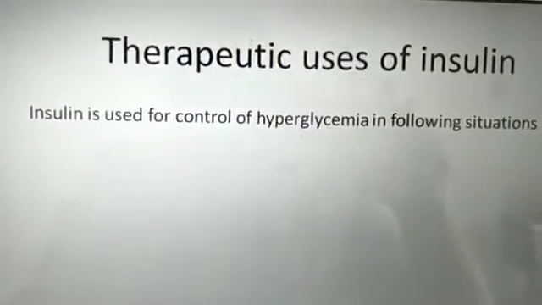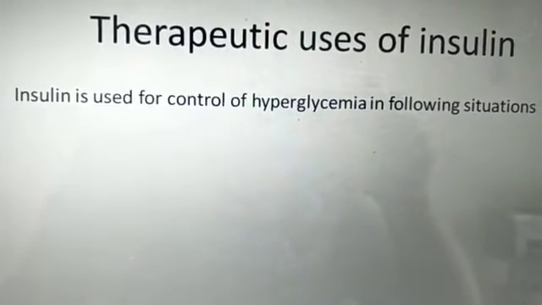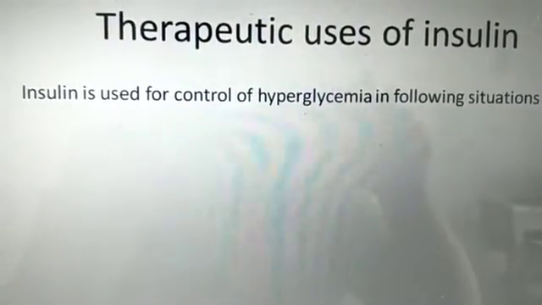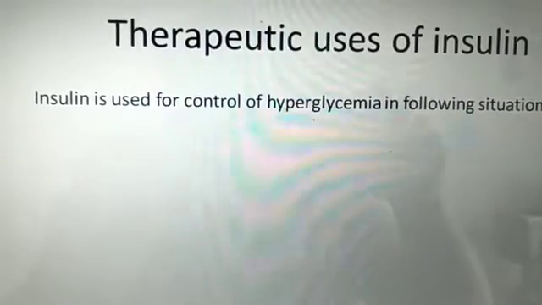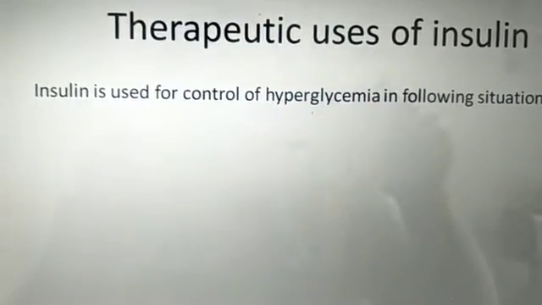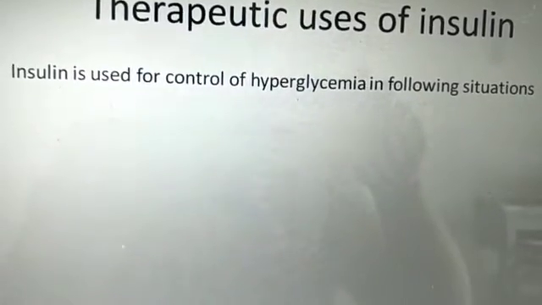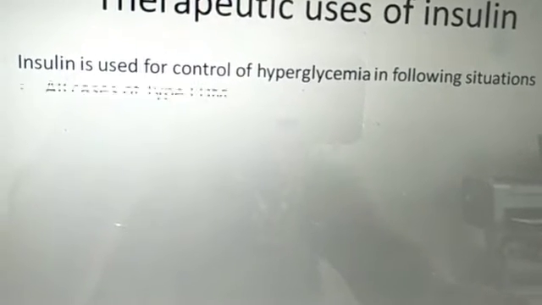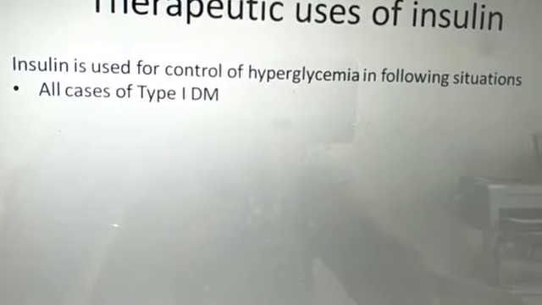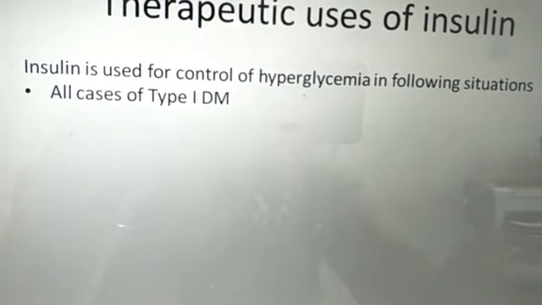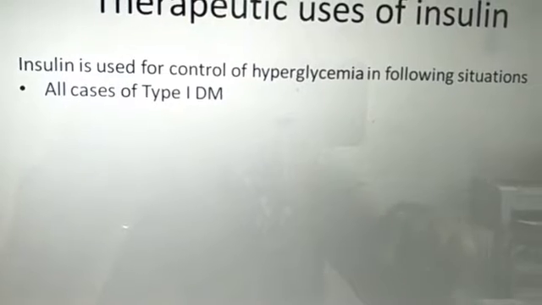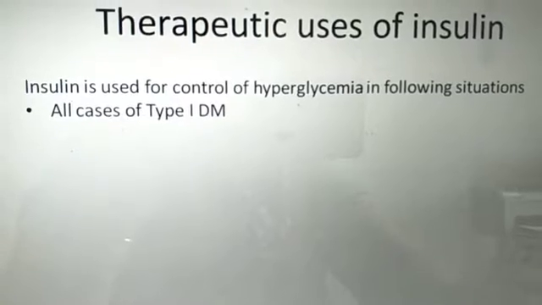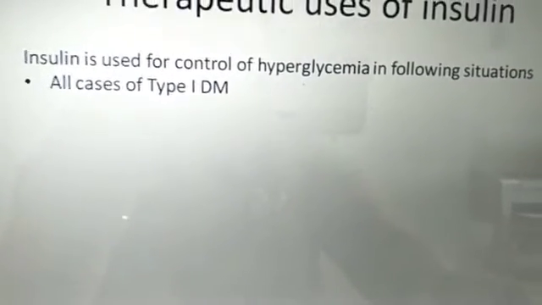Now, continuing with insulin as a drug, what are the therapeutic uses? Now, insulin, as you know, helps in the uptake and utilization of glucose, so it will control the hyperglycemia in various situations. What are those situations which have hyperglycemia? First and foremost, it is type 1 diabetes mellitus, that is the diabetes mellitus which is dependent on insulin, IDDM, insulin dependent. That means in all cases of IDDM we will have to use insulin.